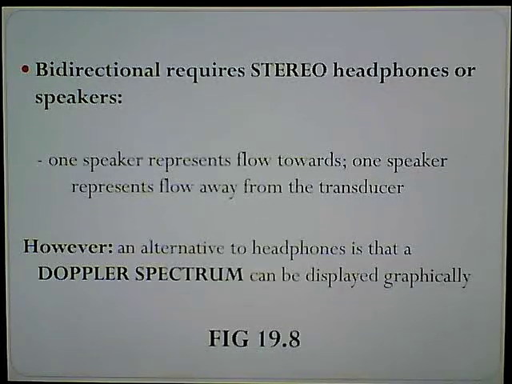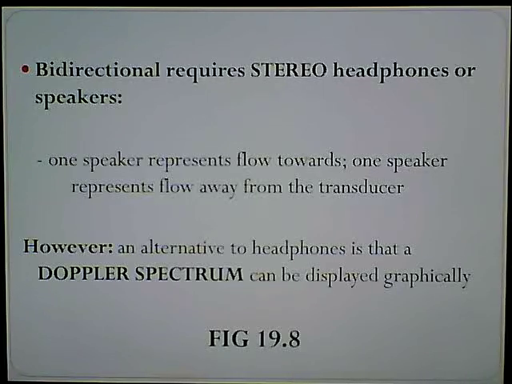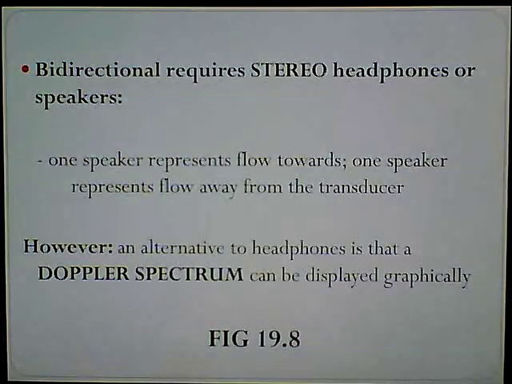The alternative to headphones is a Doppler spectrum, and that's what these machines do now. A spectrum displays this information graphically. In other words, we went from listening to we now have a baseline, and we can see what's going towards and away from the transducer. Everything above the line is towards, everything below the line is away. And we are going to talk about that in detail. So it's just a graphical thing.